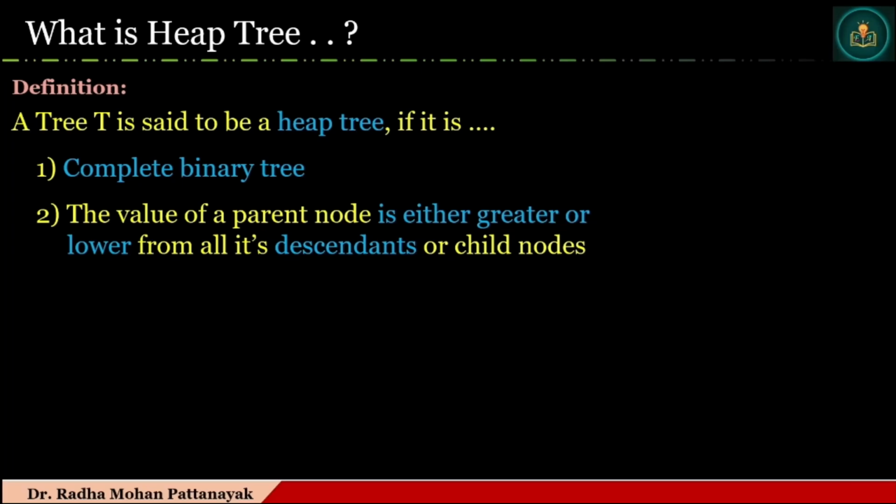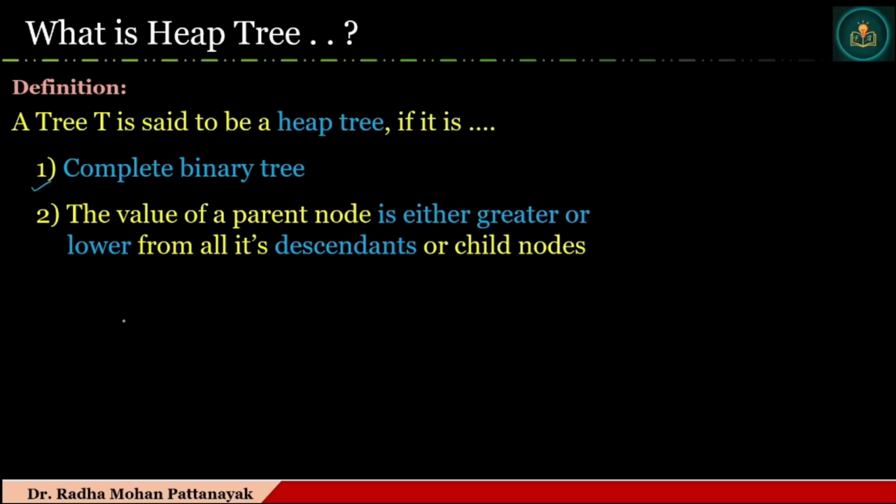A tree T is said to be a heap tree if it is satisfying the following two rules. One is it should be a complete binary tree, and the second rule is the value of a parent node is either greater or lower than all its descendant or child nodes. First we will discuss what is a complete binary tree.